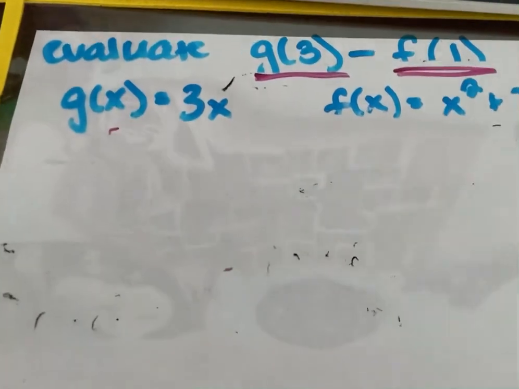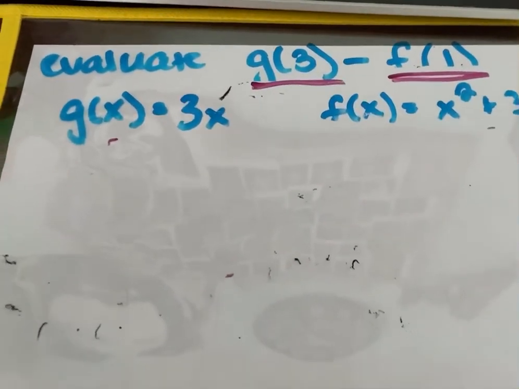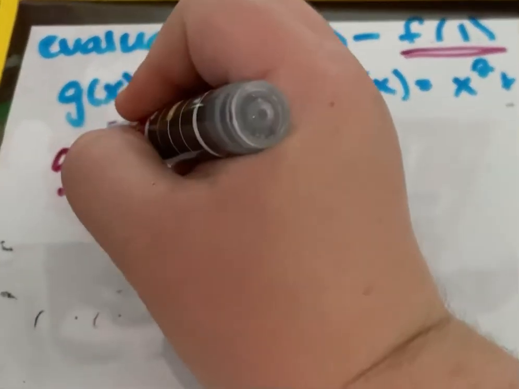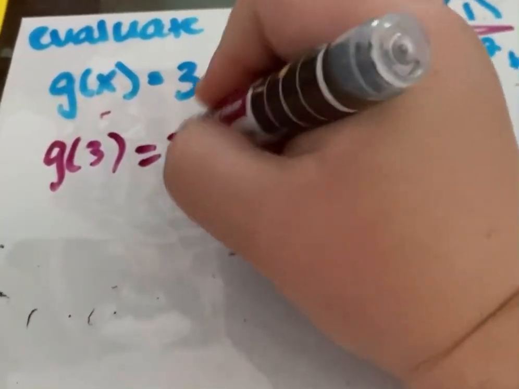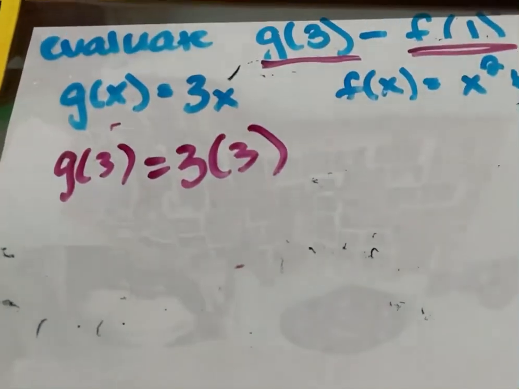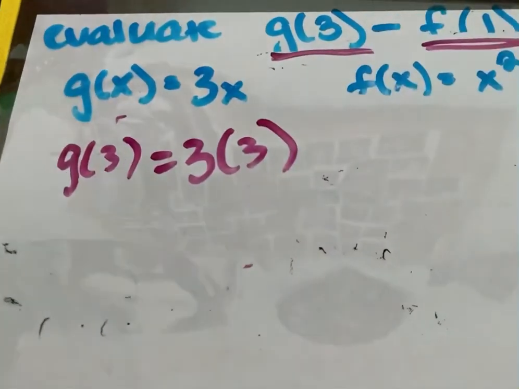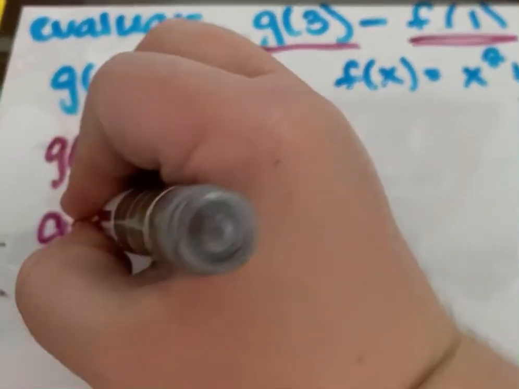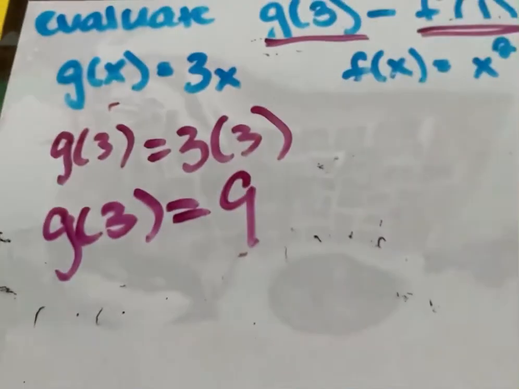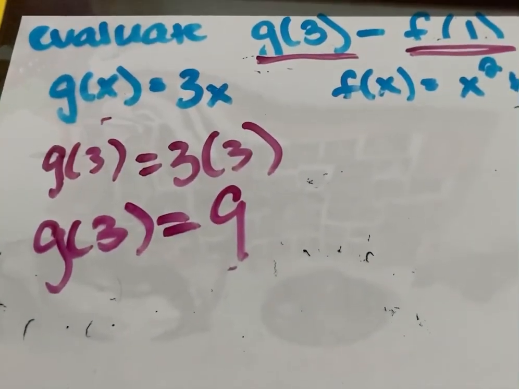All I do is I go in and I replace every x that I see with the number 3. So I have g of 3 equals 3 times 3. Because remember, when I have a coefficient in front of a variable, that means it's multiplication. So g of 3 is going to equal 9, because 3 times 3 is 9.